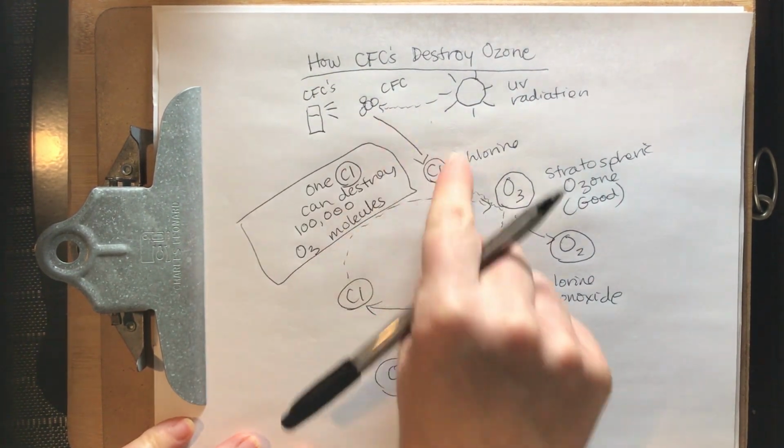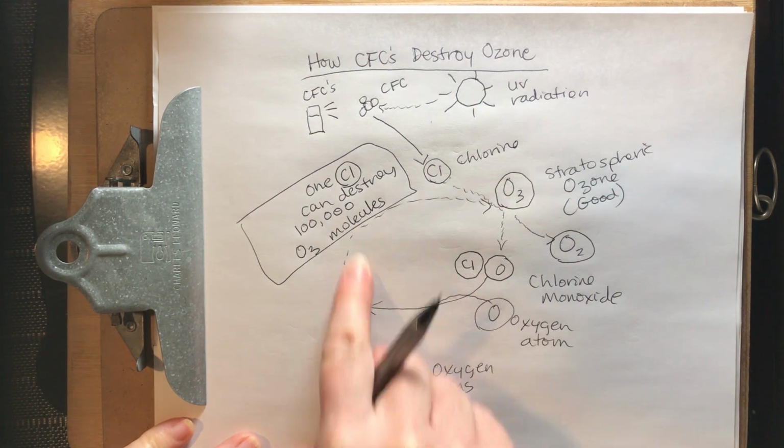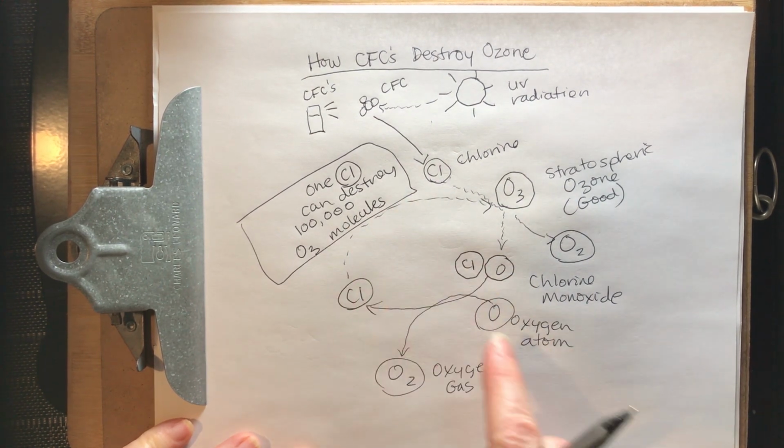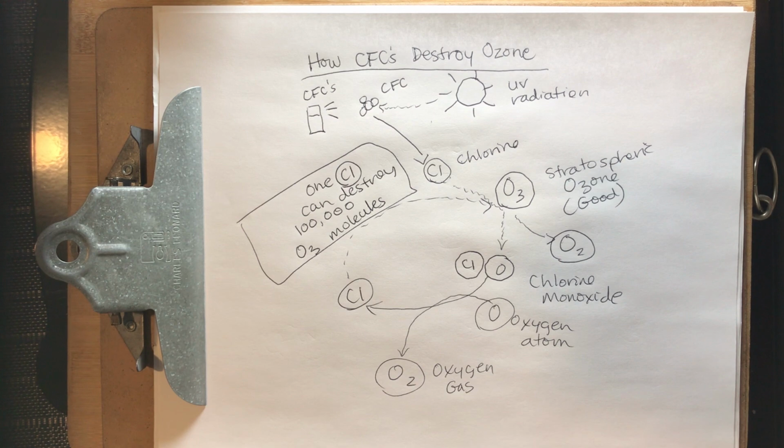So each time this happens, each one of these has a huge compounded effect because it just resides and persists in the environment and keeps doing that damage. So that is how CFCs and halocarbons destroy ozone.